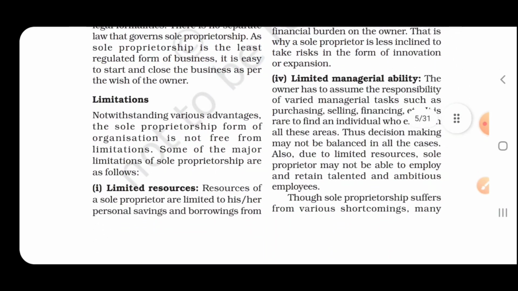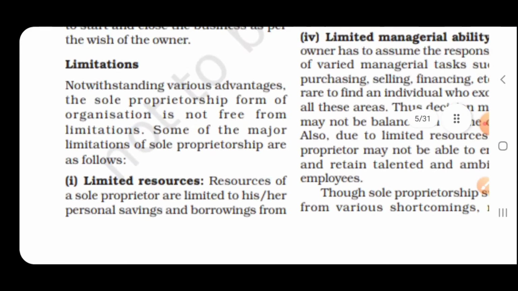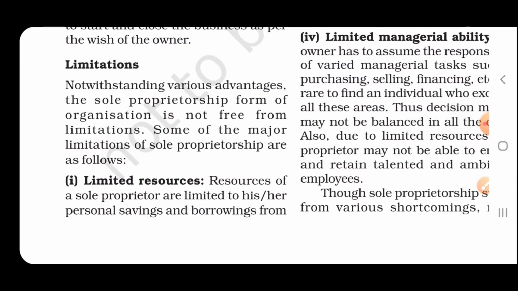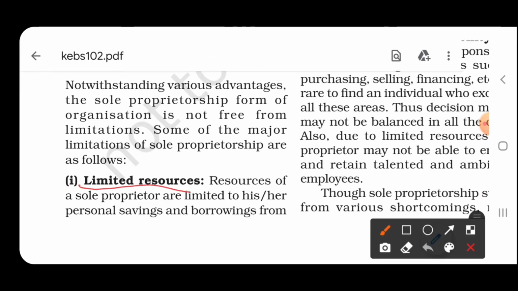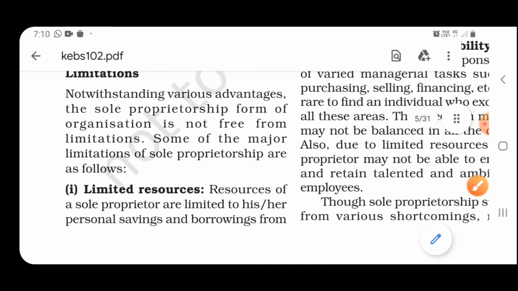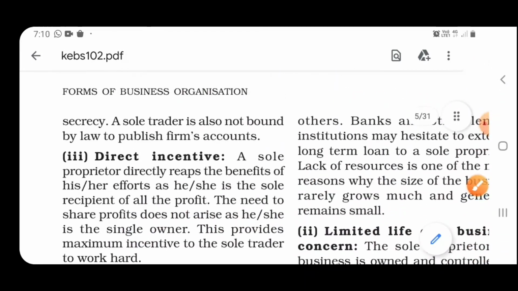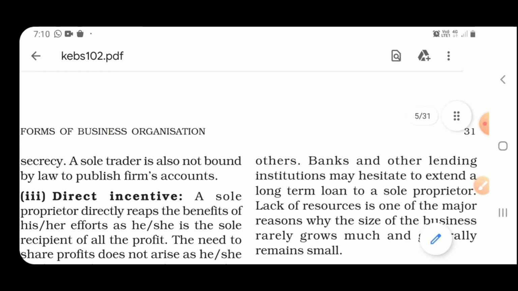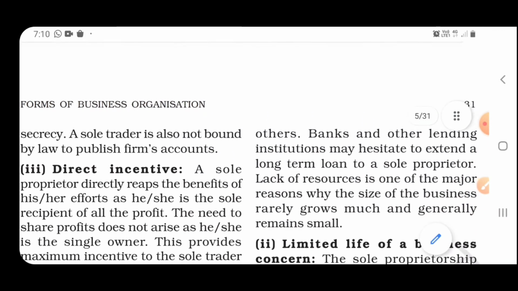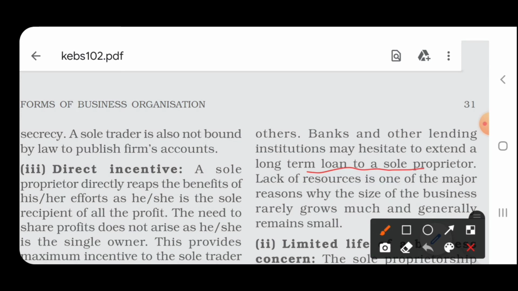Now we are going to look at the limitations, that is, the disadvantages. The first one is limited resources. Resources of a sole proprietorship are limited to his or her personal savings, and banks and other lending institutions may hesitate to extend a long-term loan to a sole proprietor. Lack of resources is one of the major reasons why the size of the business rarely grows.